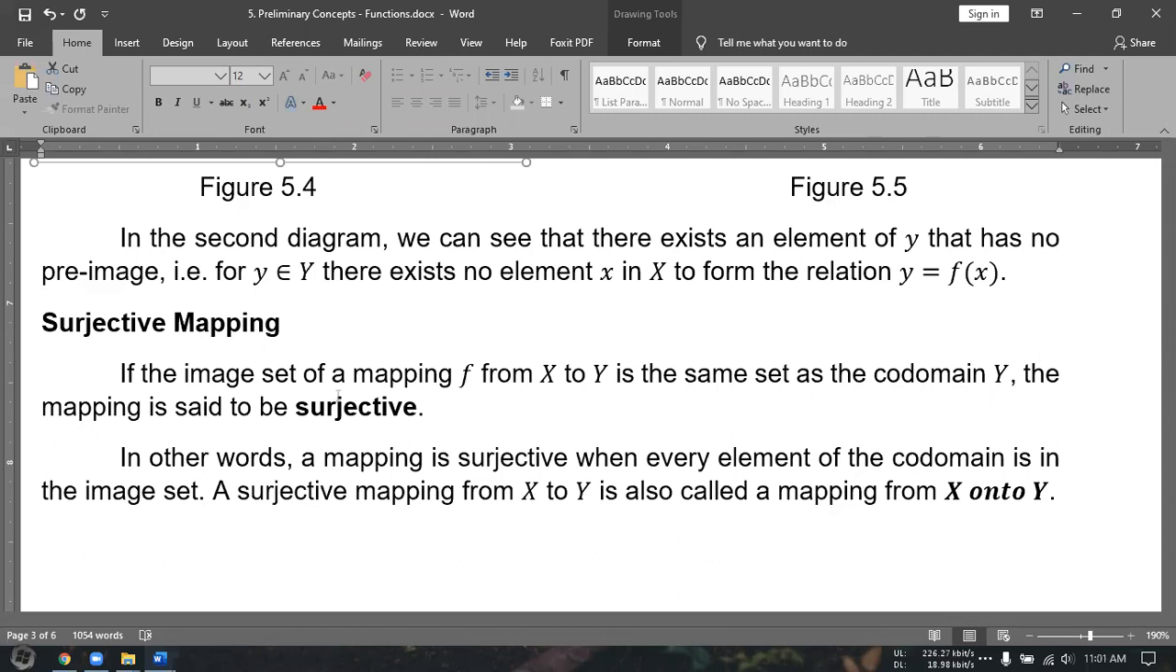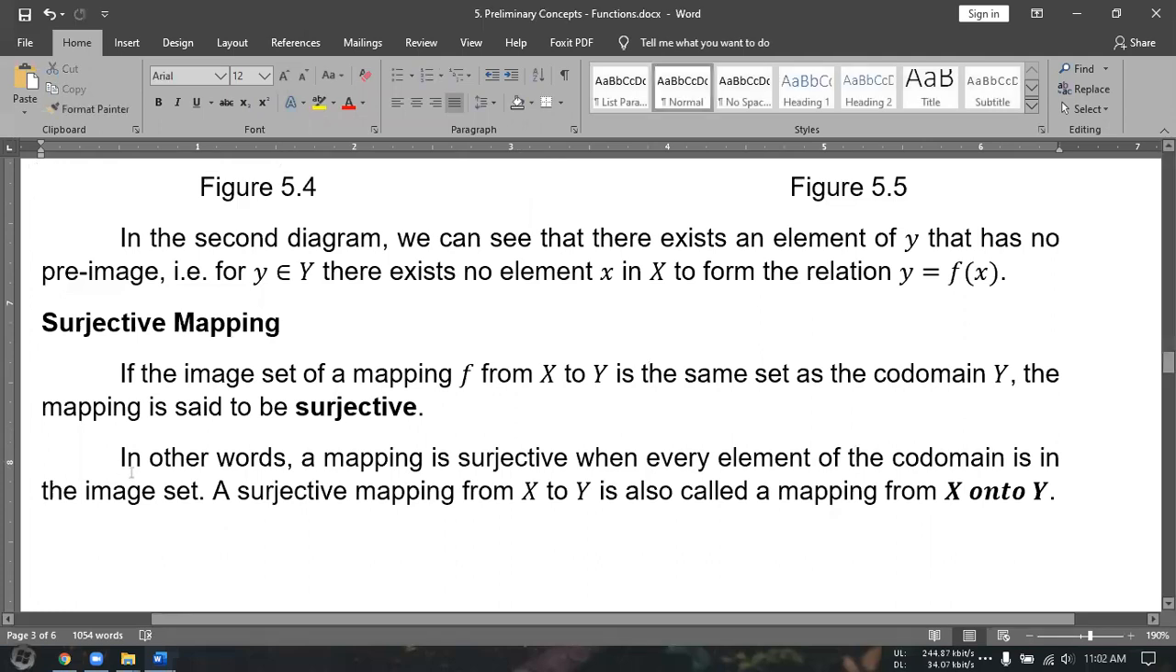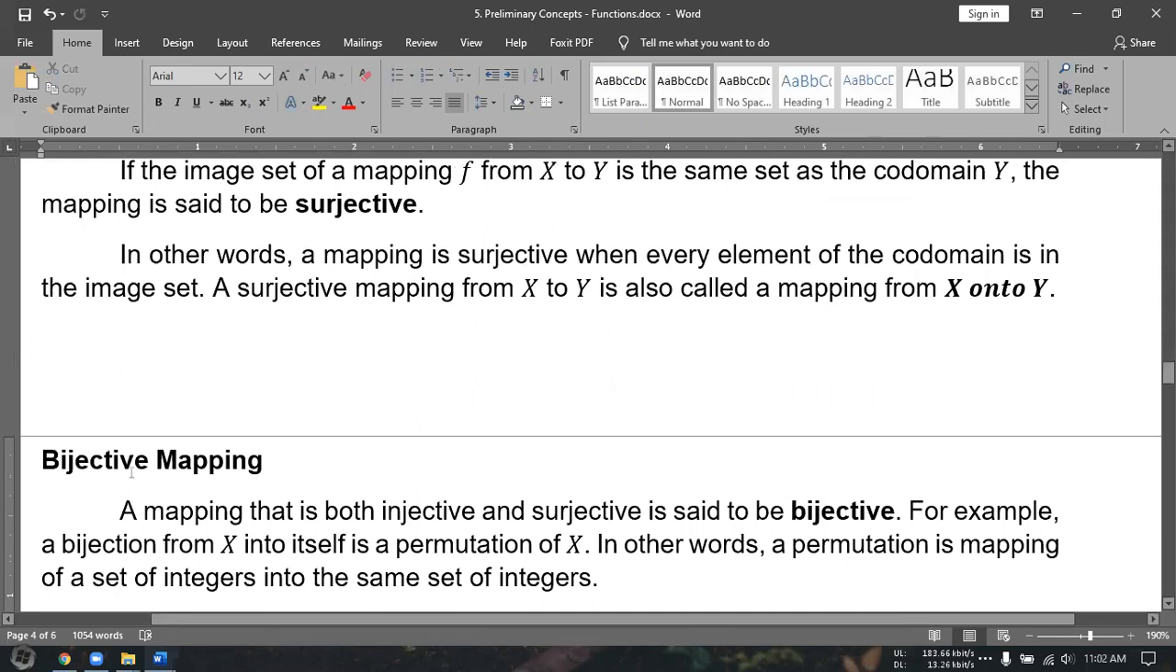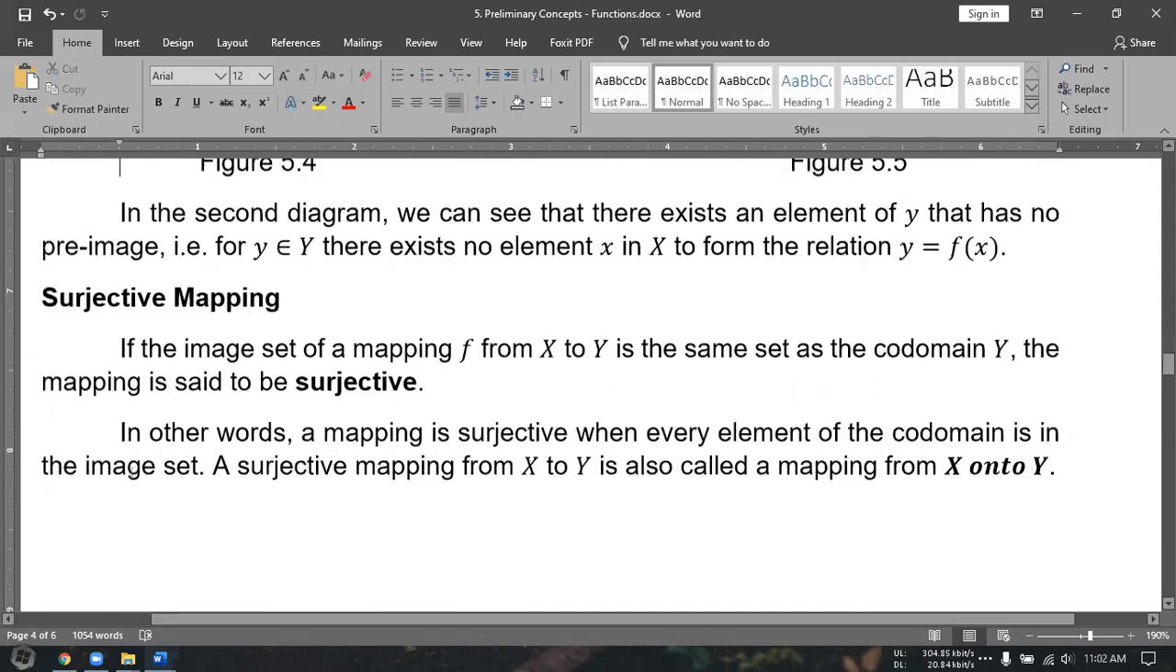The mapping is said to be surjective. In other words, a mapping is surjective when every element of the codomain is in the image set. The surjective mapping from x to y is also called the mapping of x onto y. Example. We have no example, this is our only example.